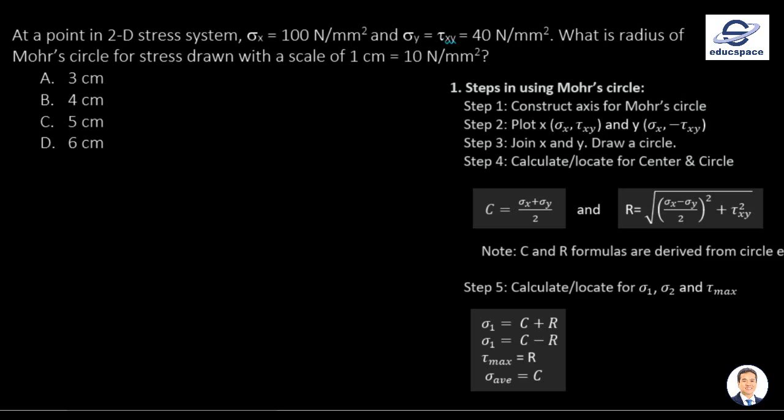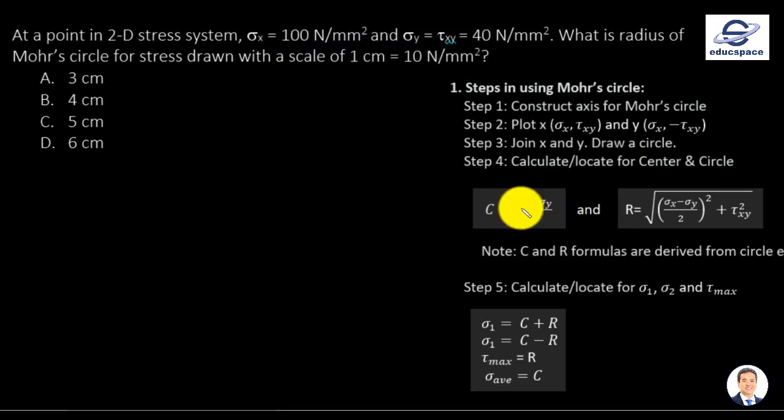So problem number 1, at a point in a 2D stress system, the stress element on the x-axis is equivalent to 100 newtons per millimeter squared, and the stress element on the y-axis, which is equal also to the shear stress, is 40 newtons per millimeter squared. What is the radius of the Mohr circle for stress drawn in a scale of 1 centimeter equivalent to 10 newtons per millimeter squared?